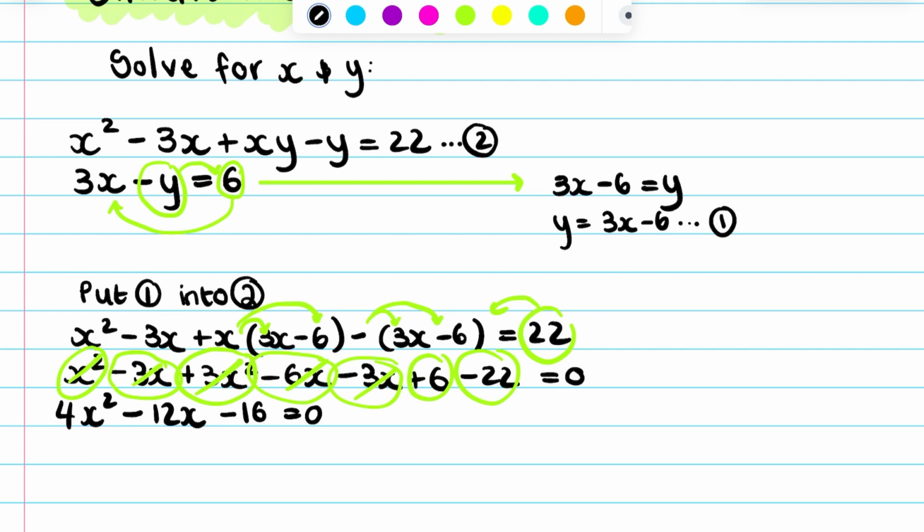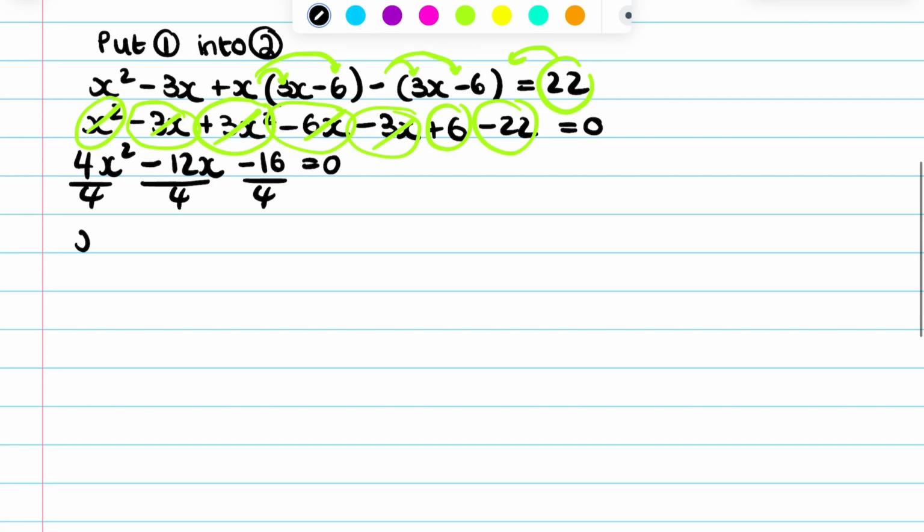Now, because these are all divisible by 4, I'm going to make my life easier and divide everything by 4 so that I can get my x squared alone. So I will be left with x squared minus 3x minus 4 is equal to 0. Now it's super simple to factorize. I'm going to stick my two brackets in here and say equals to 0.